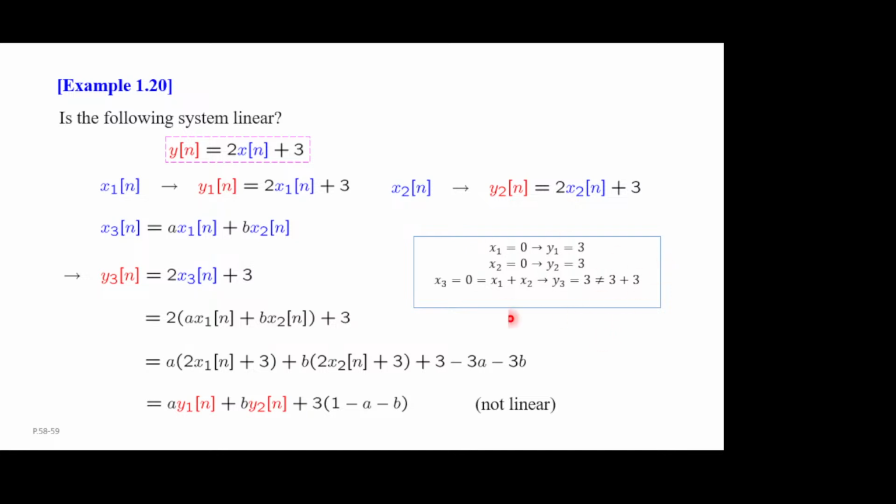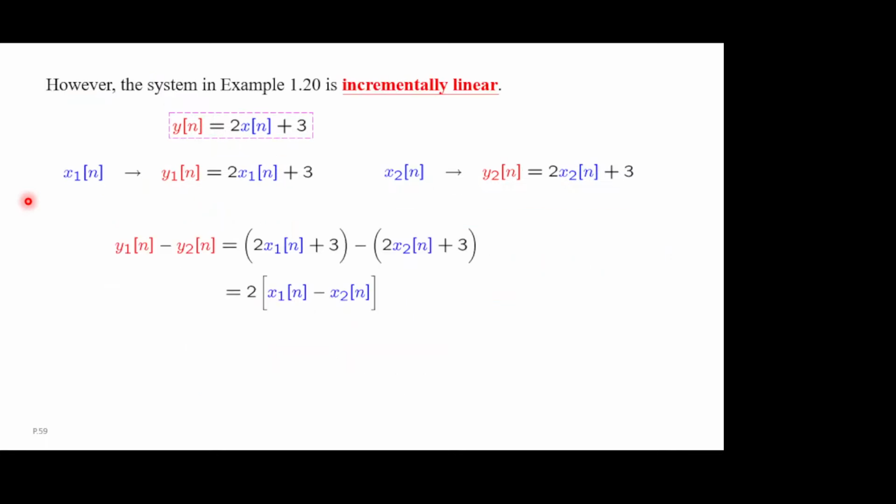So we have this x1 of 0 going to y1 of 3, x2 of 0 going to y2 of 3, then x3 of 0 will also go to y3 of 3, but 3 is not equal to 3 plus 3, so this is just 0 should go to 0 once again.